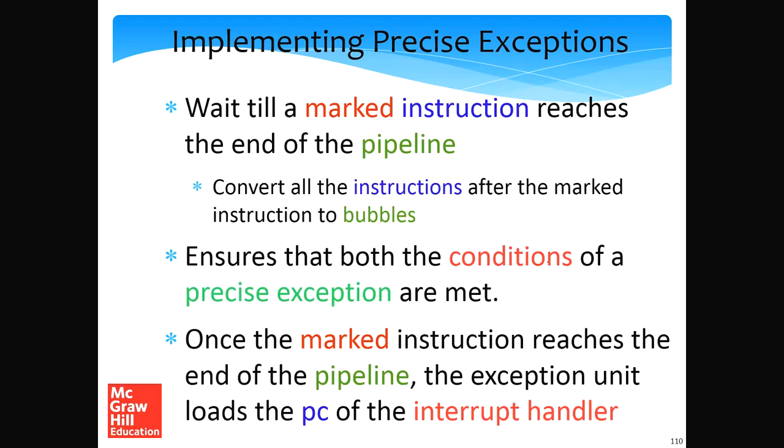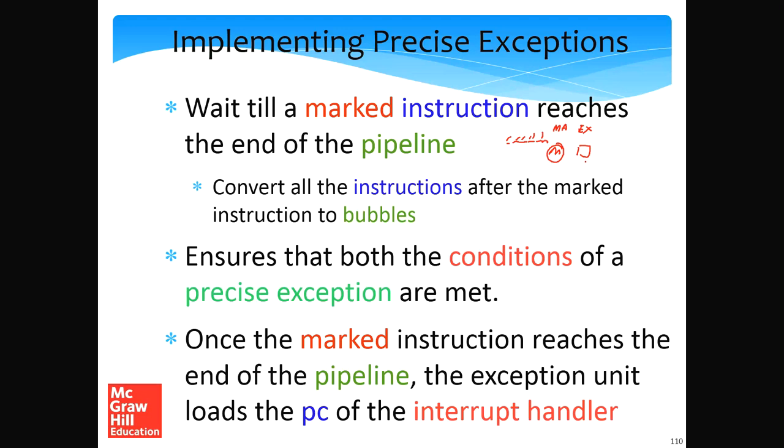Alright, so now we go to the next. What we do is we wait till a marked instruction reaches the end of the pipeline. After that, we convert all the instructions after the marked instruction which are there in the pipeline to bubbles. So in a sense, they are cancelled. And we also ensure that all the instructions after the marked instruction are not able to make any permanent changes, right? So basically, if this is the marked instruction, all the instructions after it are converted to bubbles. And once this reaches the end of the pipeline, we can pretty much clean up the pipeline. So this ensures that both the conditions of a precise instruction are met. The reason being that, let's assume we mark the instruction in the MA stage. We wait for these two instructions to get out, and all the other instructions are converted to bubbles. So they have no effect at all.